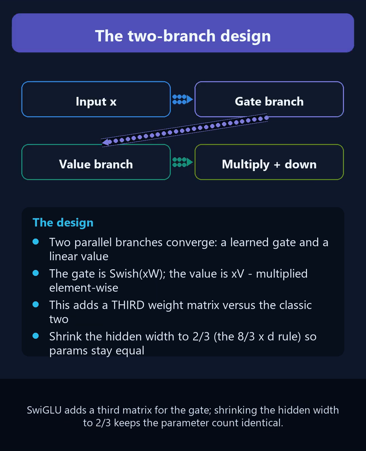Look at the shape of it. Unlike a classic block with a single chain, SwiGLU has two parallel branches that converge: Swish of x times W as the gate, and x times V as the value, joined by an element-wise multiply, then a down projection. That extra branch adds a third weight matrix. To keep the parameter count identical to a normal feed-forward layer, the inner dimension is shrunk to 2/3, the famous 2/3 times d model rule.